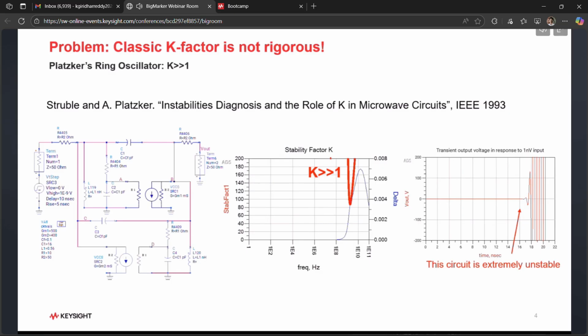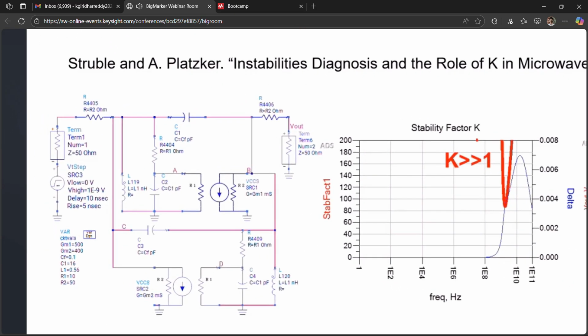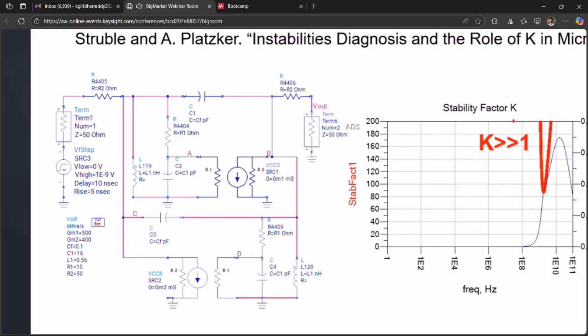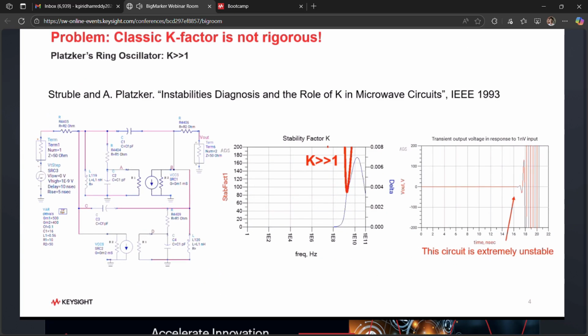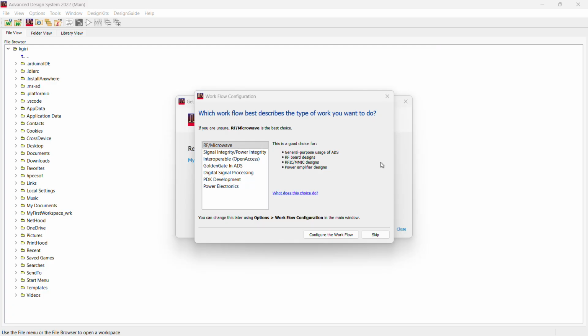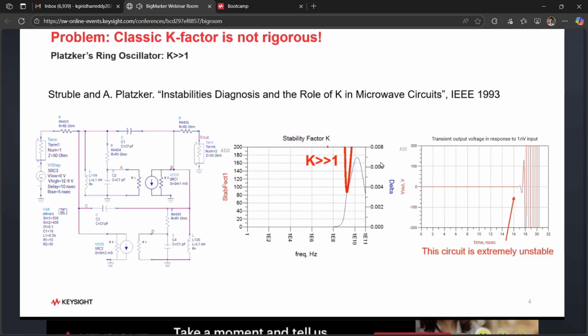I've set it up in Keysight Advanced Design System. And what we can do is apply a very, very small step function to the input here. So I've got a step. This voltage goes from 0 to 1 nanovolt. And we're going to apply a transient simulation. And when I apply this transient simulation to the circuit, if I observe the output, you can see that it starts oscillating quickly to 100, then 200, then into the megavolts range in only 20 or 30 nanoseconds. So this circuit is clearly extremely unstable.